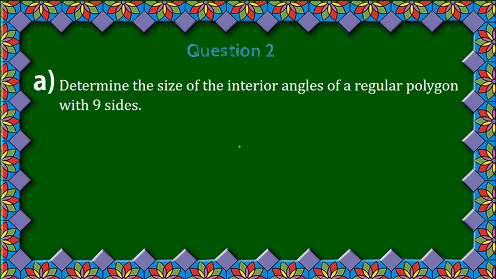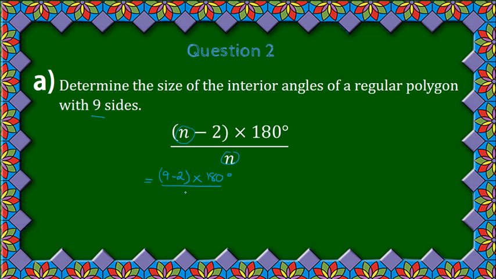Right, now for question 2. Determine the size of the interior angles of a regular polygon with 9 sides. So in this case, we want the size of one of the angles. This was the formula that we know how to use, and if we have 9 sides, we simply substitute in 9 for these n values. So I say 9 minus 2 times 180 degrees over 9. And I can just put it in the calculator just like that.